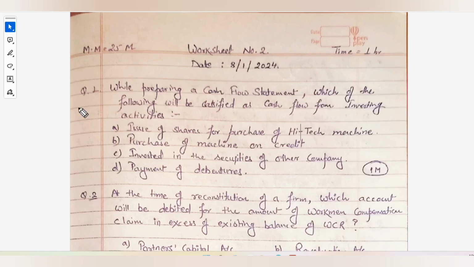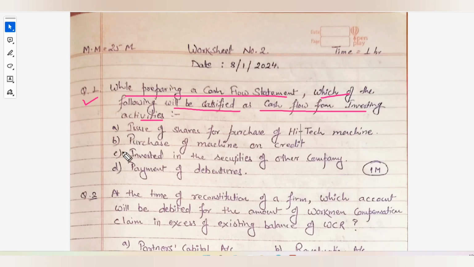So let's start with the first question from accountancy. While preparing a cash flow statement, which of the following will be classified as cash flow from investing activities? As you all know, the cash flow statement involves three types of activities: operating, investing, and financing activities. So in this question it is asked which of the four options will be classified as cash flow from investing activities.